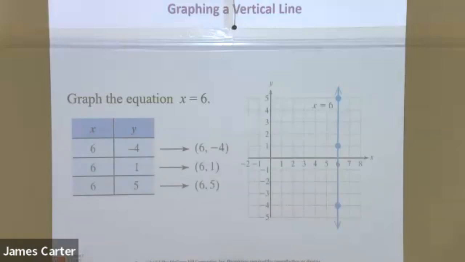If you wanted to graph the points, basically what this is saying is you can let y be anything you want it to be, but x will always be 6.